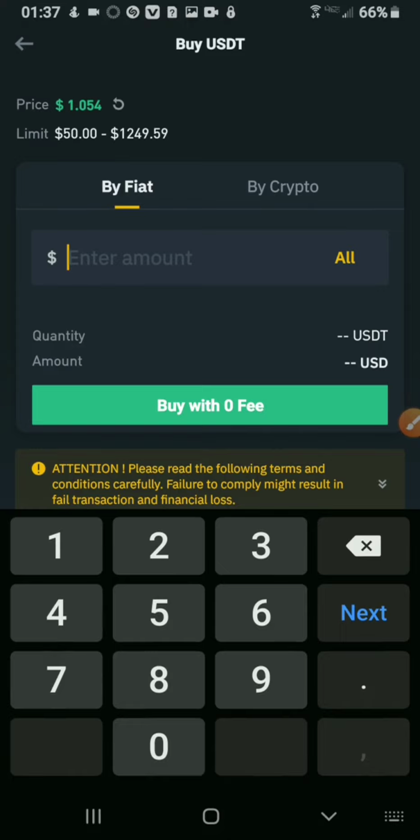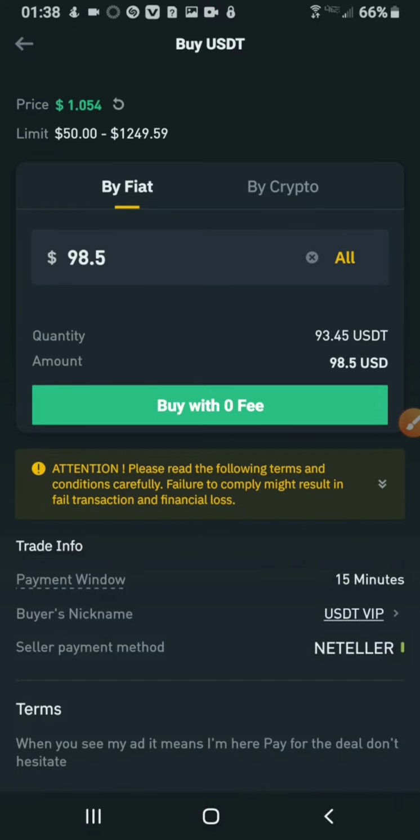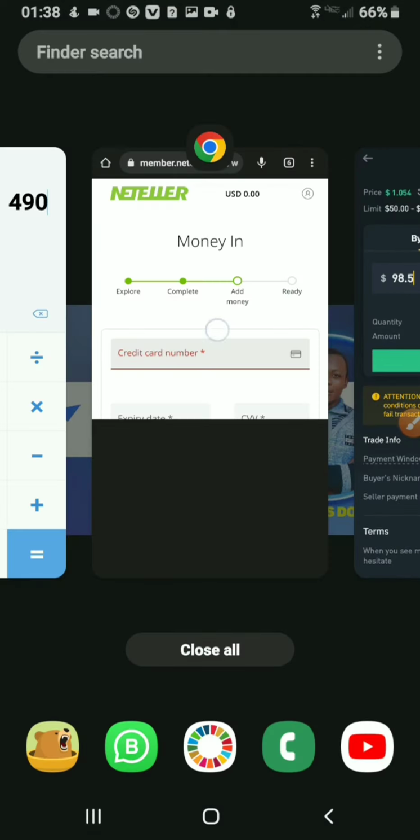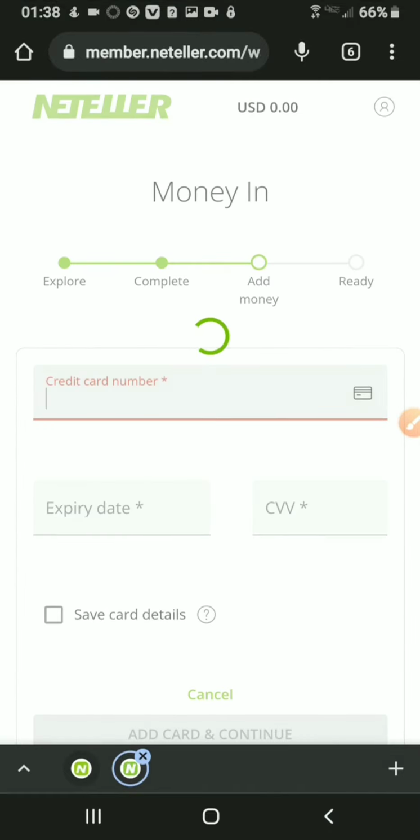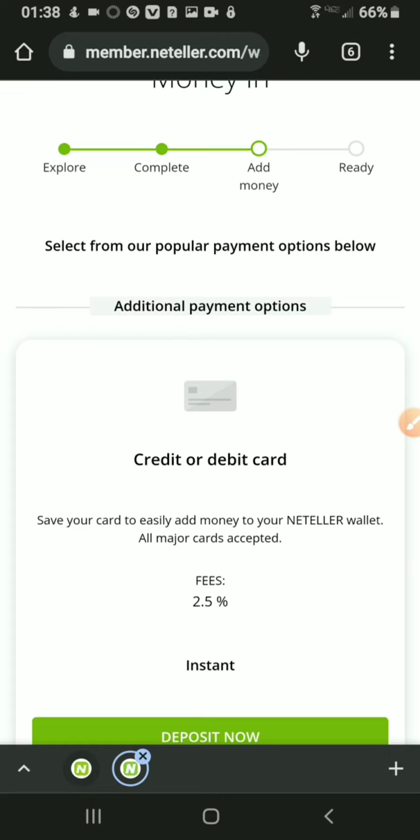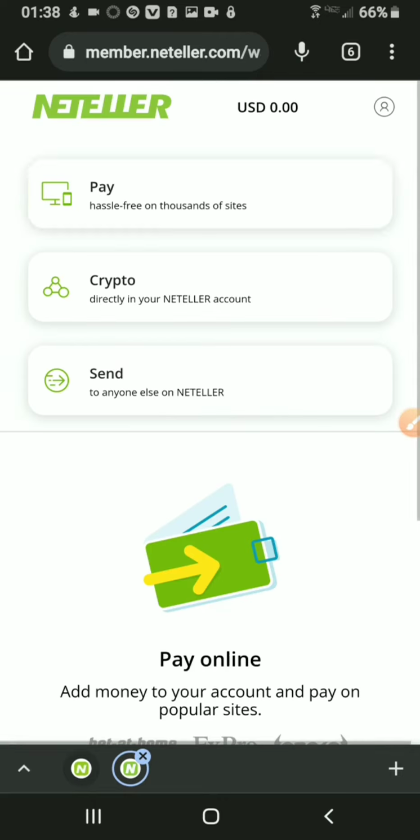Remember, 2.5% was deducted, which was $2.5. So we are left with 98.5. We come here and put 98.5. It means we are going to be receiving 93.45 USDT. When you click on buy, before that we need to know the amount of money that we are going to be deducted from here. Is that okay? So let us go and pretend as if we want to send the money as well.